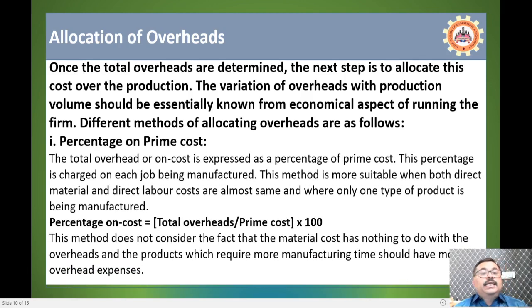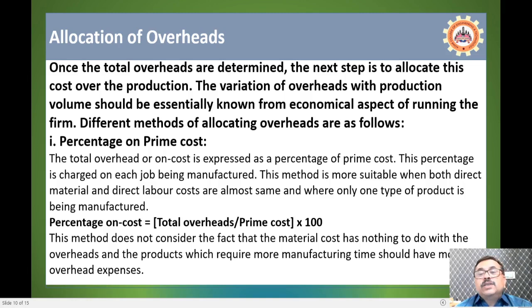The first one is a percentage on the prime cost. That means whatever prime cost you have, for that we will fix some percentage. The total overhead or on cost is expressed as a percentage of prime cost. This percentage is charged on each job being manufactured.